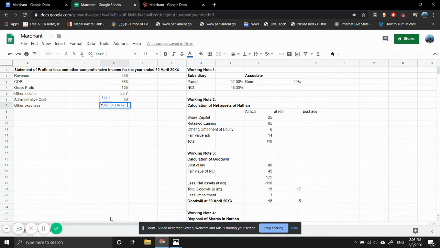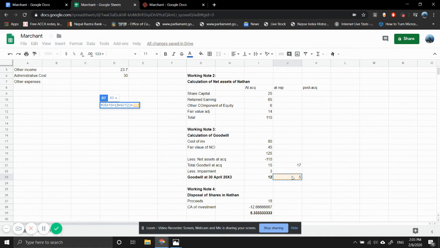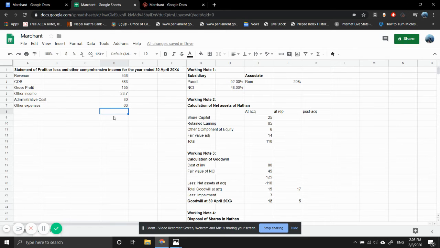35, 19, and 8. Or we could just write 4 as well, 60 by 12 plus. How much is that? Goodwill is 5, right? That's how much it has been reversed by. So that means our figure will be this minus this minus this minus this. That's the case, but this is other income. This will be added, right? Plus.